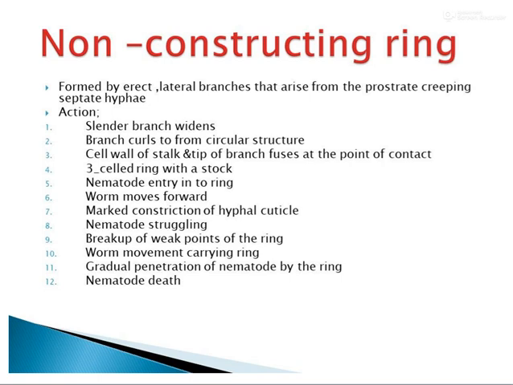The nematode usually enters into this ring, and when the worm moves forward, a marked constriction of the hyphal cuticle will be formed, and the nematode struggles. It breaks up at the weak points of the ring, and the worm moves further through the ring. The nematode finally enters into the ring, and finally the nematode's death happens over here.